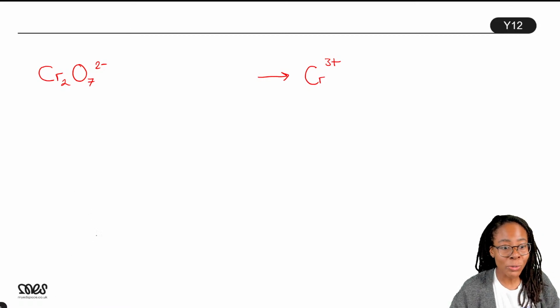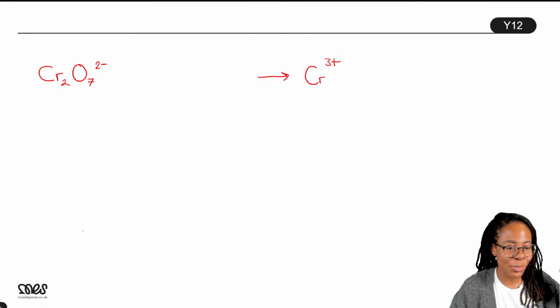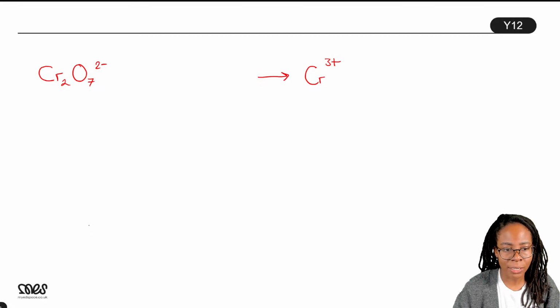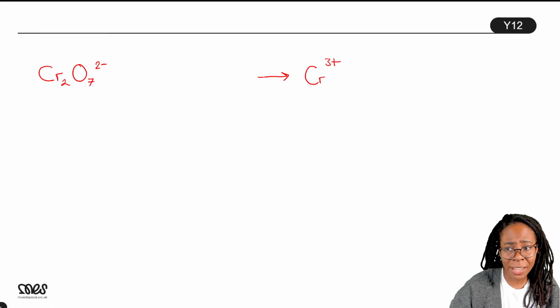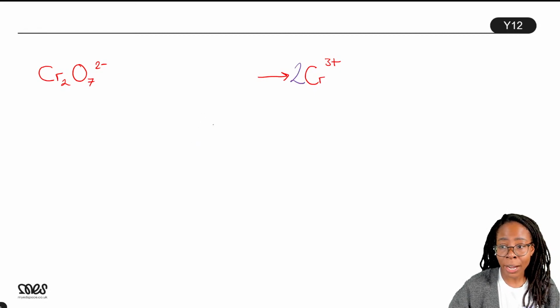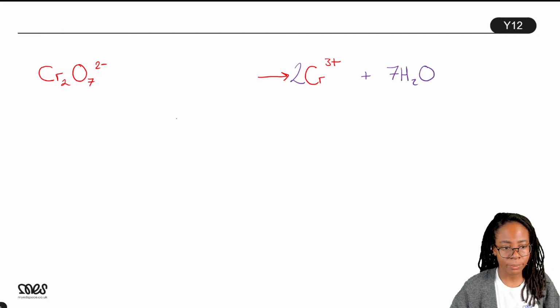I noticed there are no rules here, so now let's start to get into the process. What should we do first? Lovely. Before the waters, there will be 7, but we need to balance the chromiums first. There are 2 on the left, so we'll put 2 on the right. Okay, and then you're absolutely right. We'll need 7 waters on the right-hand side to balance the oxygens.